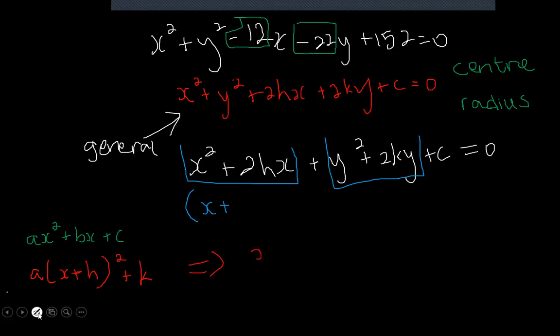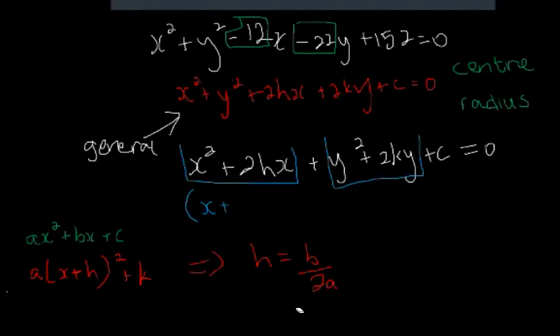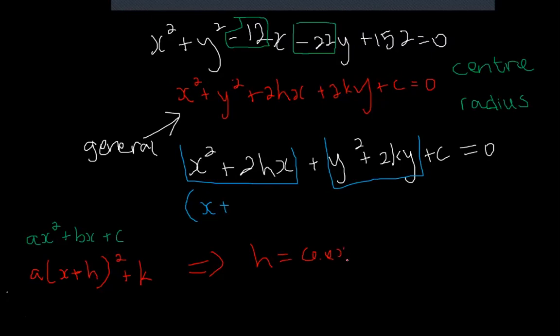Right. So what I was saying before, I was completing the square like normal. So h is equal to b on 2a and k is equal to 4ac minus b squared on 4a. That's not this case, right? h is still your coefficient of x on 2. k is your coefficient of y.